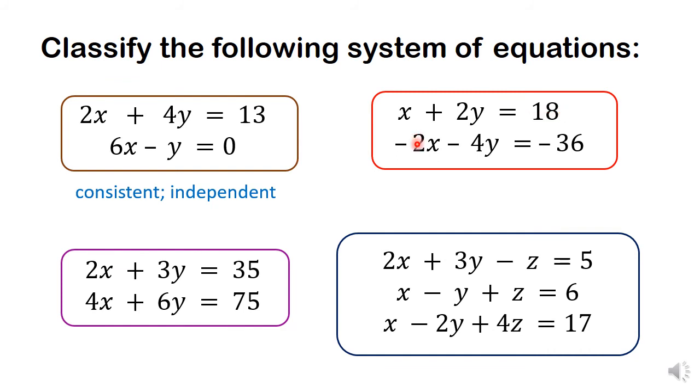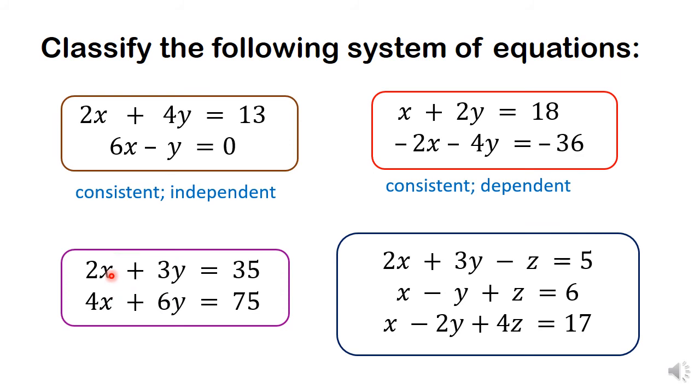Ayun. So that means there are infinitely many solutions for this. This is represented by two overlapping lines. What kind of system is this? Consistent and dependent. Okay, so now let's go to the third system.